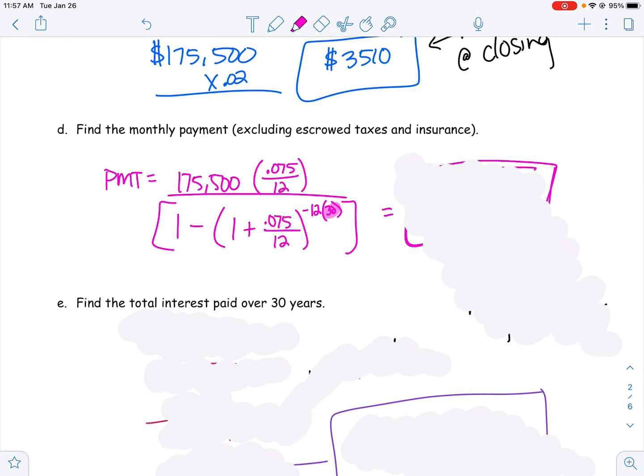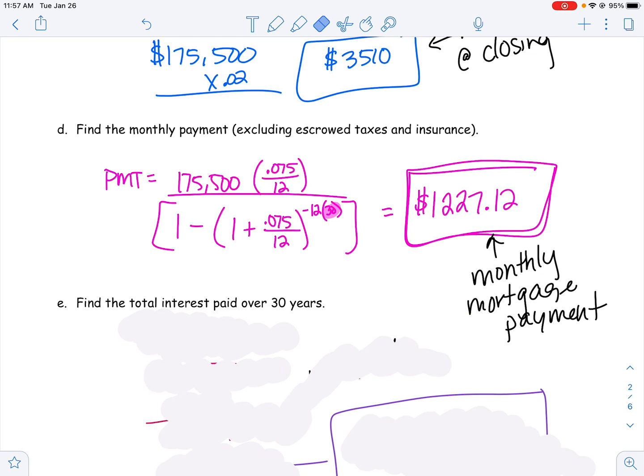All right, so in the last section, I showed you how to input this payment formula into your calculator, whether you had a scientific calculator or a graphing calculator. Make sure that you pause the video, put this in your calculator to ensure that you still know how to put it in correctly so you can get the correct answer. Let's figure out what our monthly payment is going to be for this home. I ended up getting $1,227.12. So this will be my monthly mortgage payment. This will be the payment that I have to send to my bank every single month for the next 30 years to pay off my home.